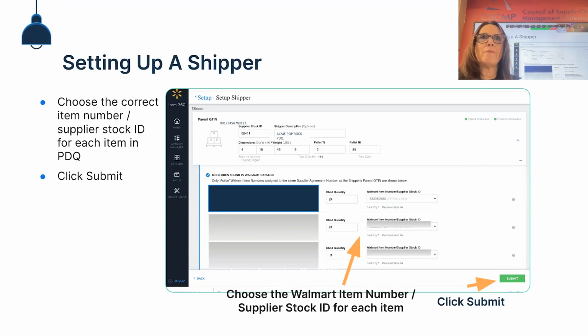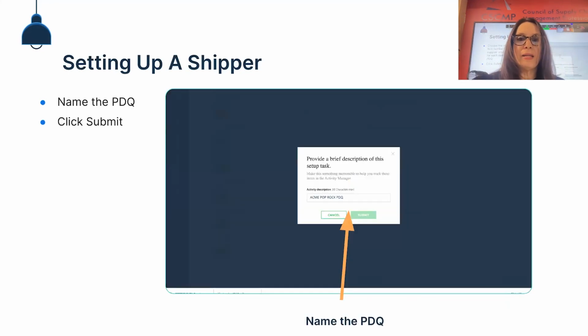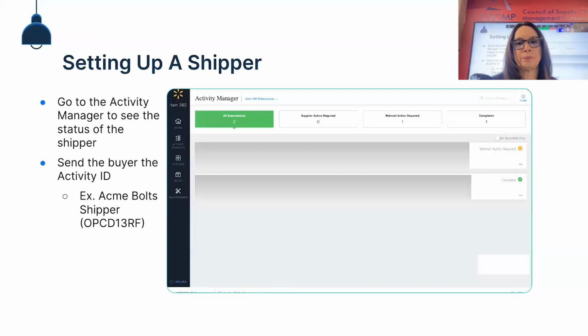You don't want to pick an item number that is for Walmart.com when it's for the store; it's the store one. And then you're going to say, it has 24, it has whatever number in it. And then you're going to submit it. And now you have created a shipper. You're going to name it and create a shipper.